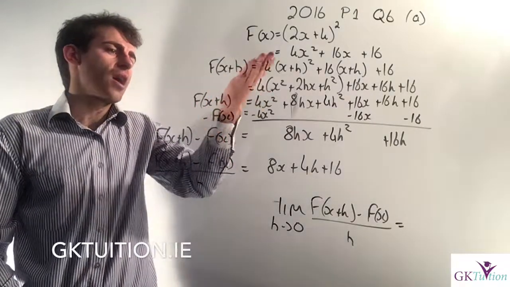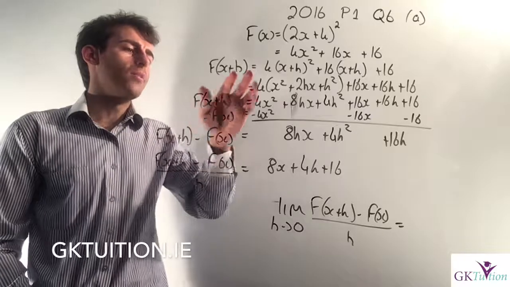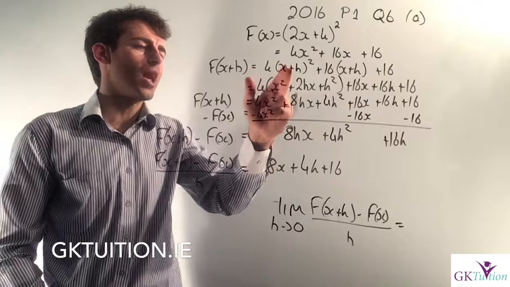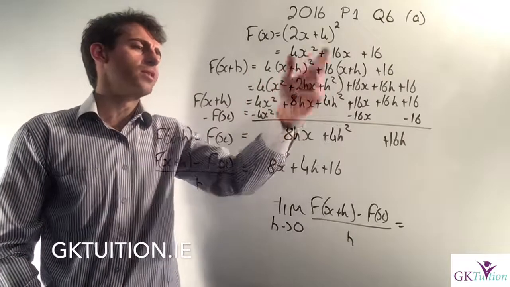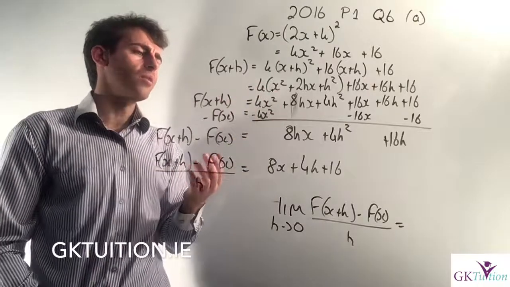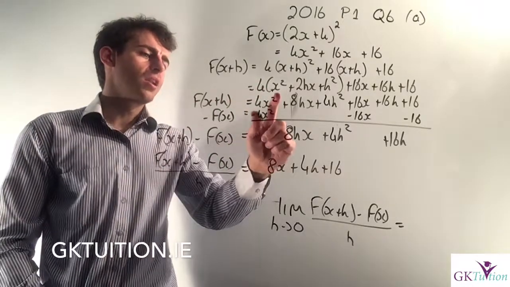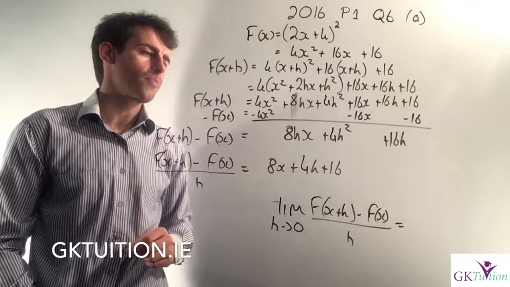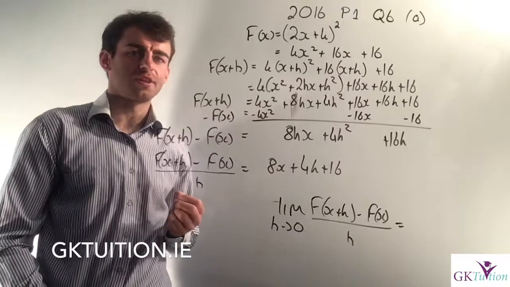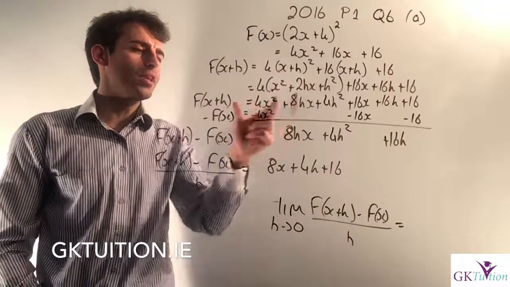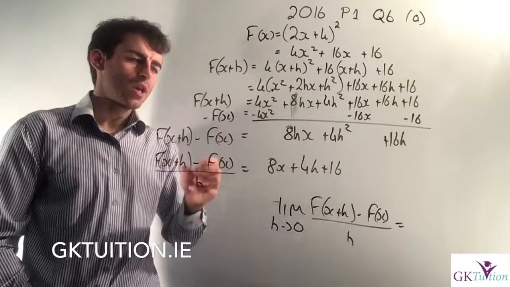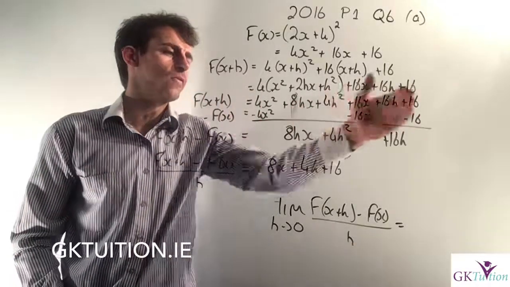Essentially it just means everywhere there was an x on the previous line, I'm now going to sub in x plus h. So rather than 4x squared, it's now 4 times (x plus h) squared. Rather than 16x, it's 16 times (x plus h). On the next line, I multiplied x plus h by x plus h, and I got x squared plus 2hx plus h squared. And then I multiplied 16 by x plus h, and I got 16x plus 16h. I multiplied 4 by these three, and I got 4x squared plus 8hx plus 4h squared. So that's my f of x plus h simplified fully.